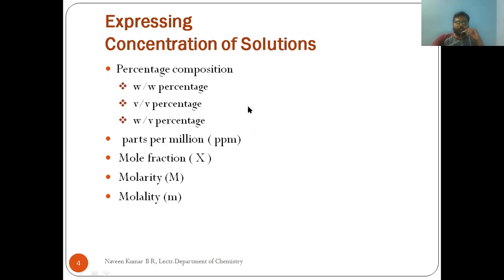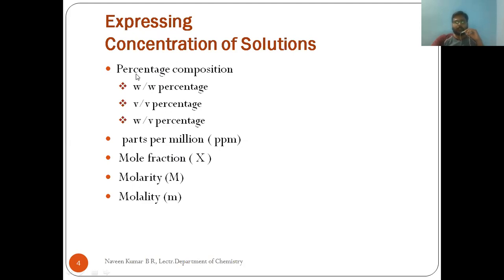In an overall view of these concentration expression terms, we will relate the dependency on temperature during the measurement of these concentration terms. You can remember a simple concept. If in the measurement or in the expression there is a volume term present, then such a concentration expression depends on the temperature. If there is no volume in its expression or calculations, it will be independent of temperature.